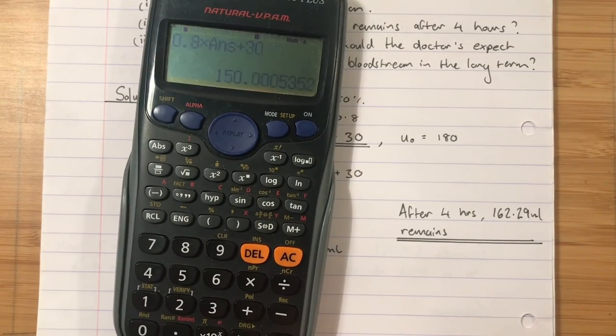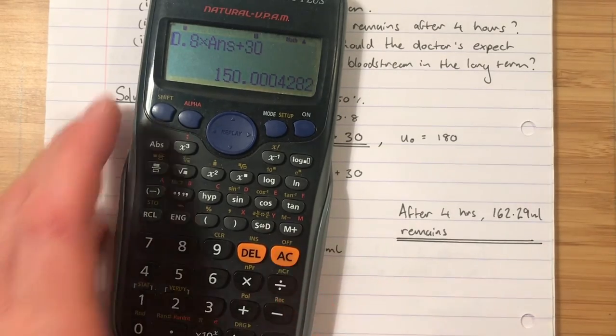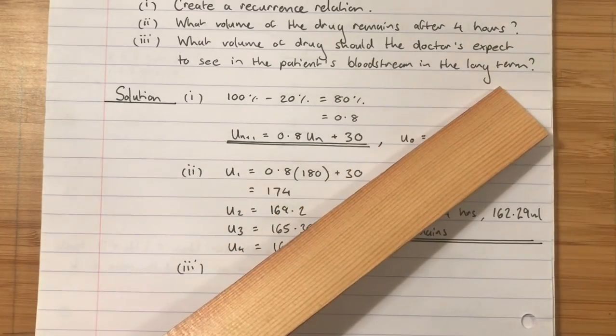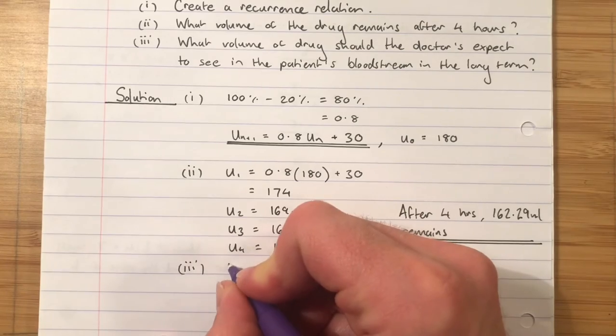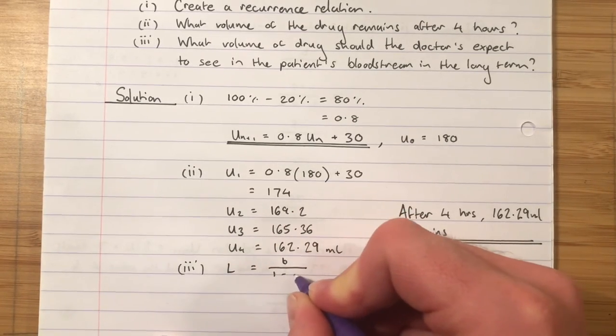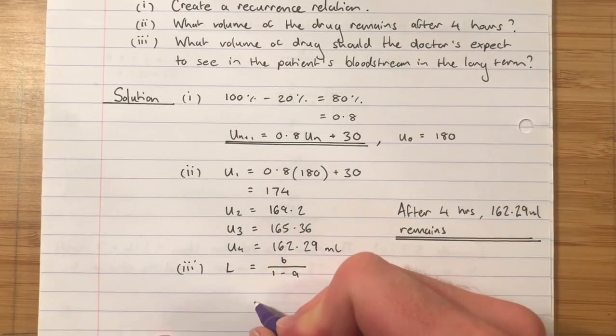However, I can't press equals enough times. Well, you probably could, but it's only because your calculator would run out of rounding. It will never actually get to 150. If it ever says the long term, the question's asking you to calculate the limit. So to do this, I want you to do L equals b over 1 subtract a. We are going to work out the limit of this recurrence relation.